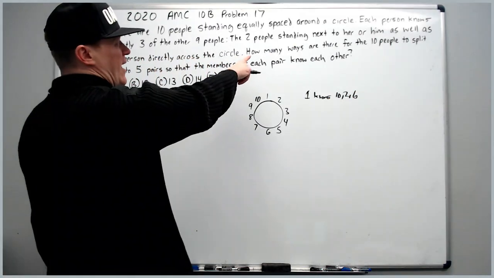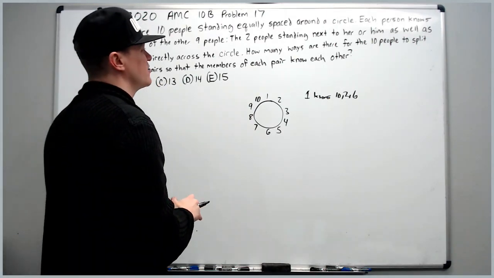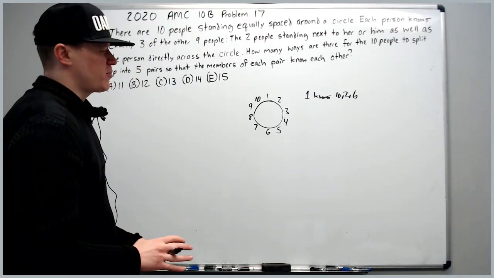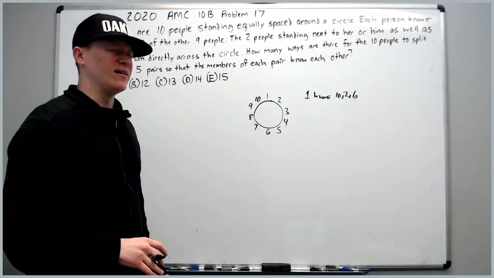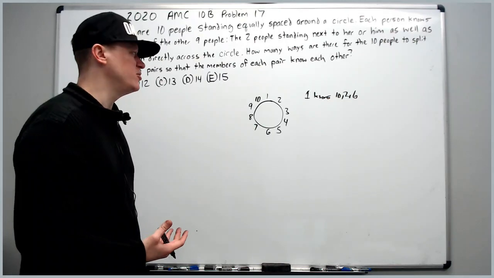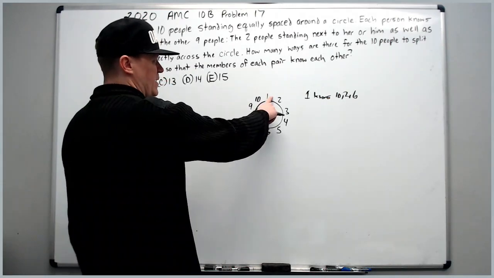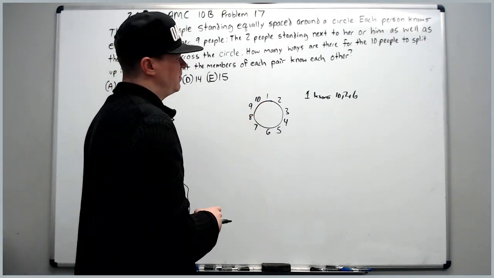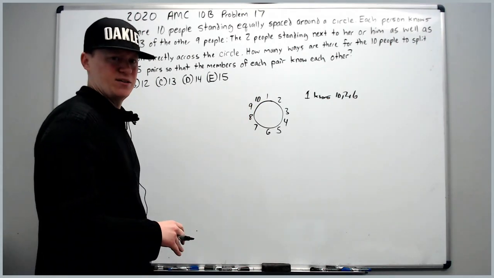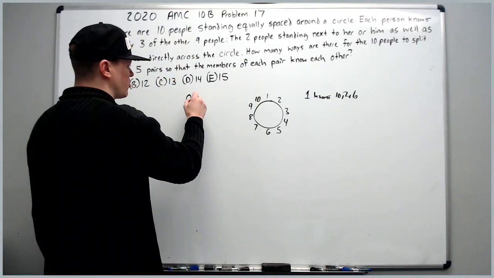Okay, let's go on. How many ways are there for the 10 people to split up into 5 pairs so that the members of each pair know each other? We should probably suspect some kind of casework here. The trick is, how do we know which type of casework to do? We could do how many left pairs there are, or how many people are paired with the person to their right. But I think what I'm going to go with is how many people are paired across from each other. Okay? So we'll call them cross pairs. Let's say that there are 0 cross pairs.